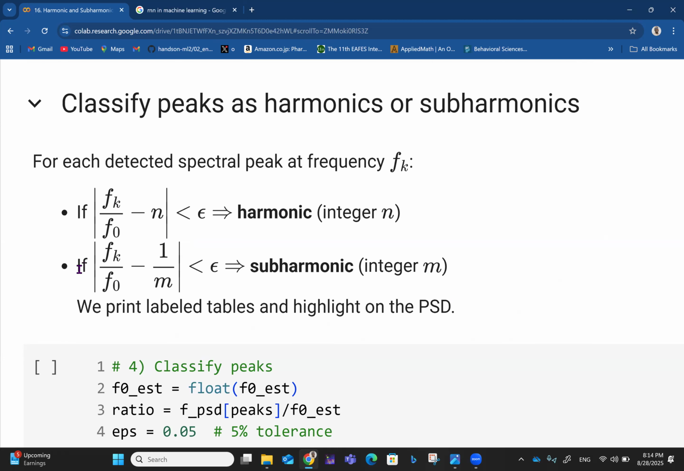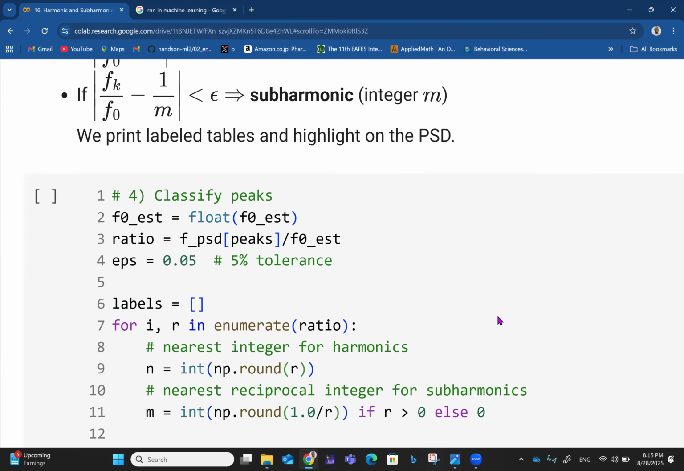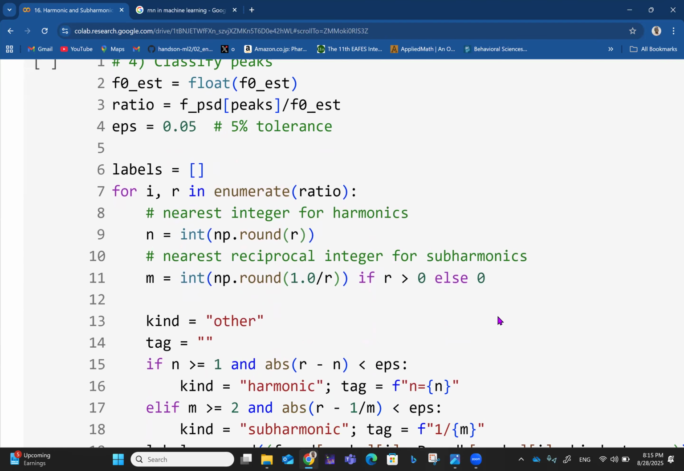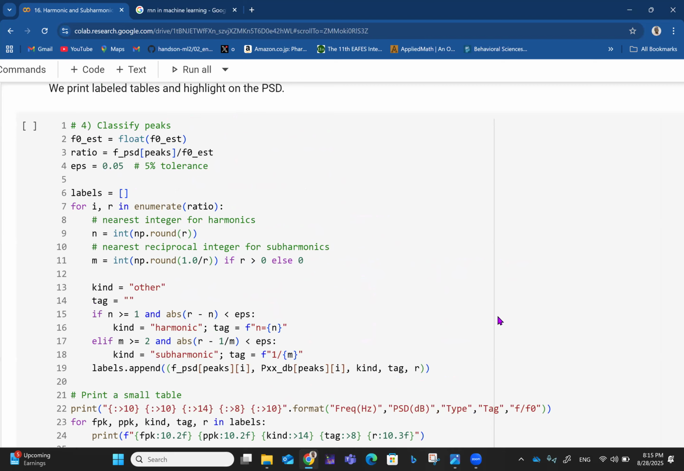Then in this case, if the absolute value of fk over f naught minus 1 over m is less than epsilon, then you talk about a subharmonic, with m an integer now. So this is classifying harmonics and subharmonics based on the peak frequency, the spectral peak at frequency fk. So we print label tables and highlights on the PSD.